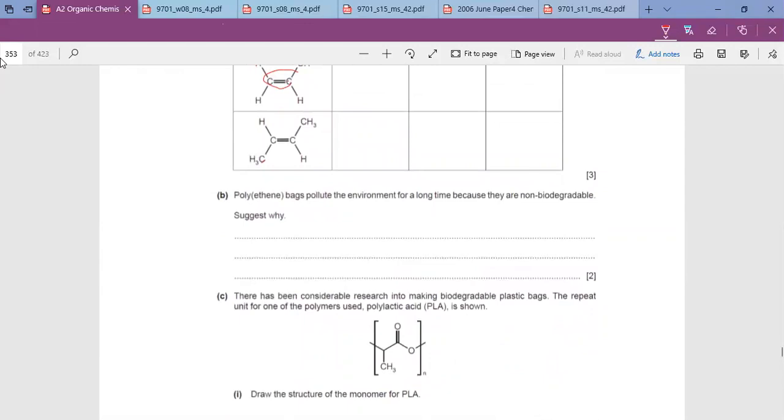Polyethylene bags pollute the environment long term because they are non-biodegradable. Why? Remember I told you, right? They don't have the ester linkage, right? So they cannot undergo hydrolysis.